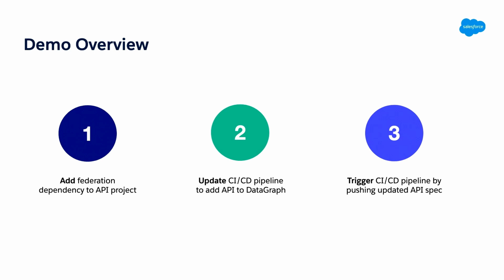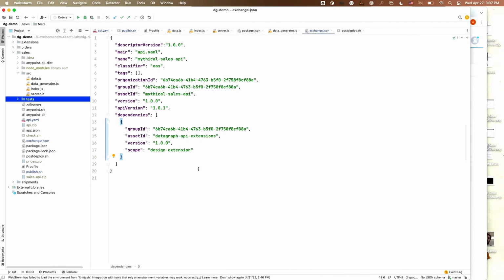So at a high level, the demo is essentially 3 points. The first one is you have to add a dependency to your API project, and that would be something around the extensions that I'm going to talk about in a little detail. The second one is updating your CI/CD pipelines with the CLI commands that we are releasing. And the third step is triggering that CI/CD pipeline. That's pretty much it. It's simple, and let's see how it really works.